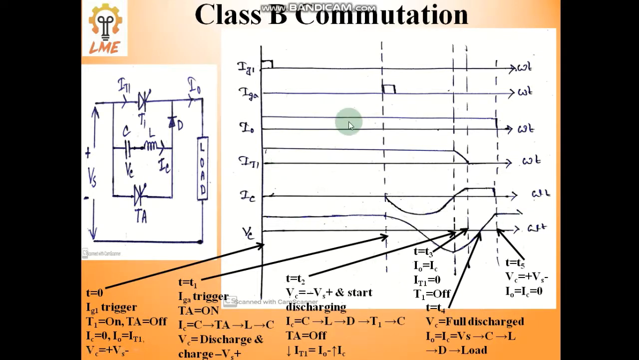So this is the class B commutation. What happens here? In this particular case, for a very short time, look here. The supply voltage is applied, the thyristor is on, and current is passing through this terminal. The capacitor is charged with the left plate positive and the right plate negative.